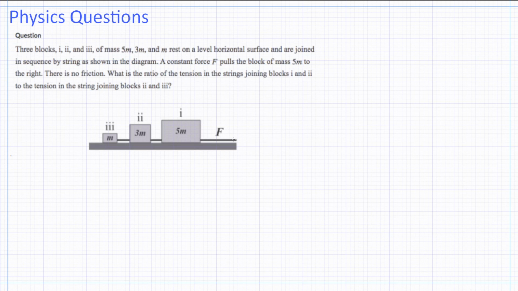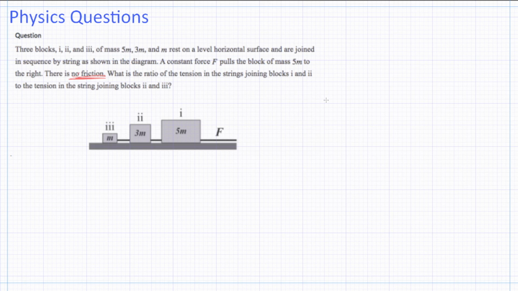If I pull this block here to the right, it will pull the other one, which will pull the next one. A constant force F pulls the block of mass 5m to the right. There is no friction. What is the ratio of the tension in the string joining blocks 1 and 2 to the tension in the string joining blocks 2 and 3?